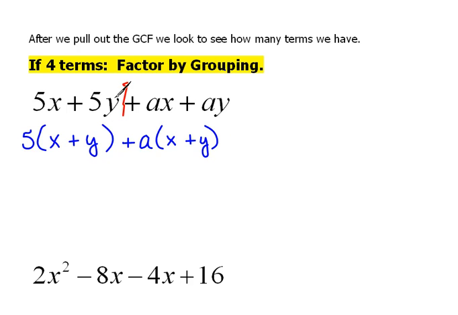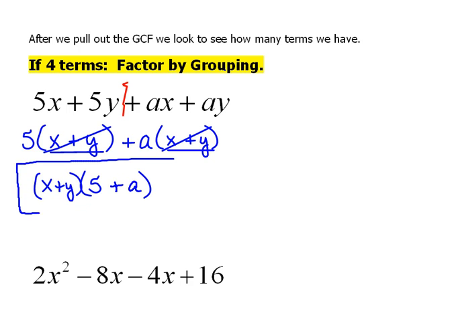Now once we have factored out each individual set, we can look at this and go, hey, we still have something in common here. We have a common x plus y in both of those. So let's now factor out the x plus y. When we pull the x plus y out of the first term, we're left with 5. And when we pull it out of the last term, we're left with a positive a. This is factoring by grouping.